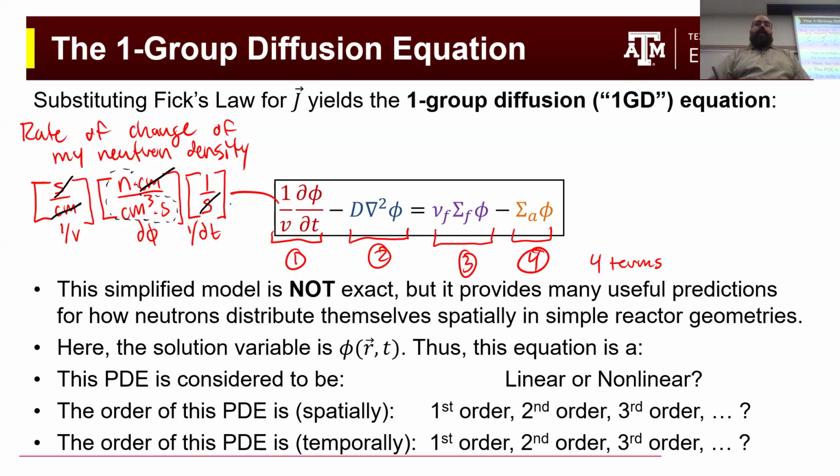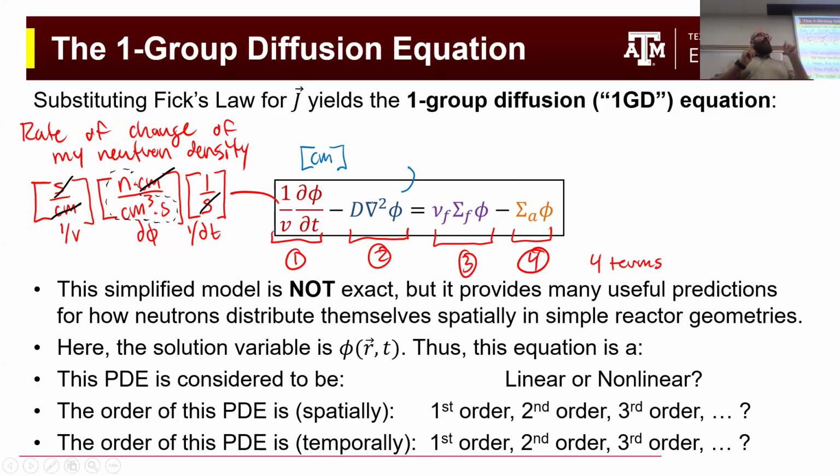And yeah, it has units that agree with that. It's got neutrons per unit volume per unit time. That second term, I've got a diffusion coefficient, which has units of centimeters. And then I've got this del squared, which is the Laplacian.